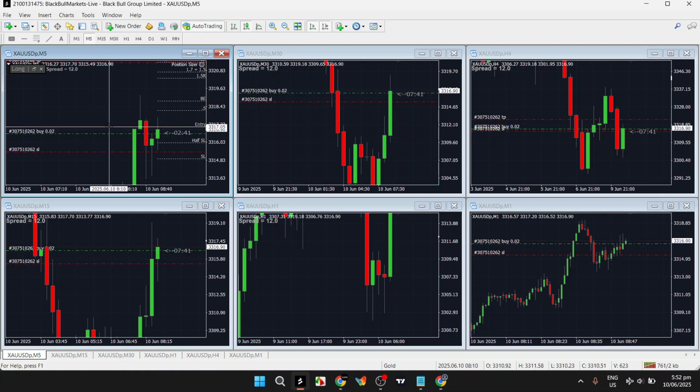My entry was supposed to be there. I think instead of buy stop, it went with buy limit, which is why it got lower. 5-minute candle is about to close in 2 minutes.